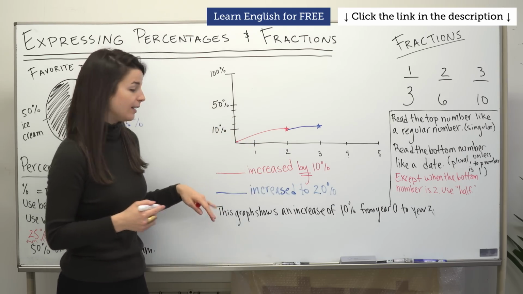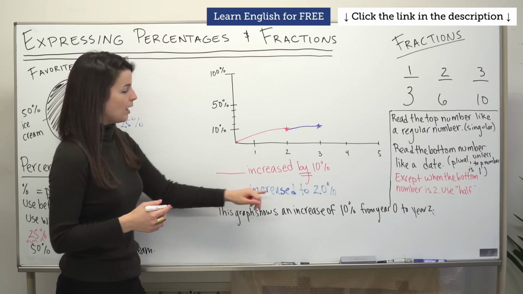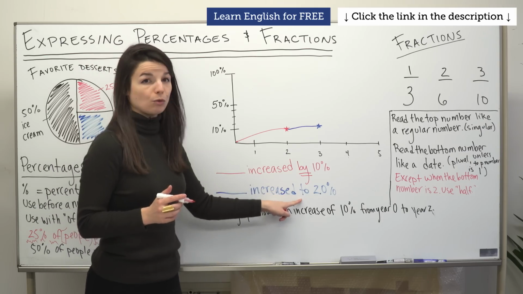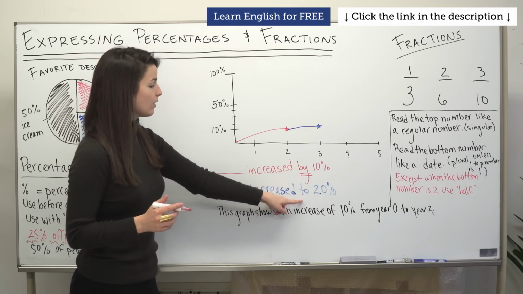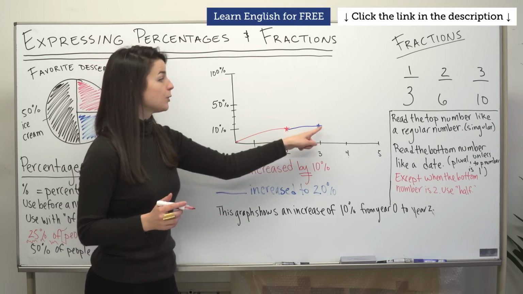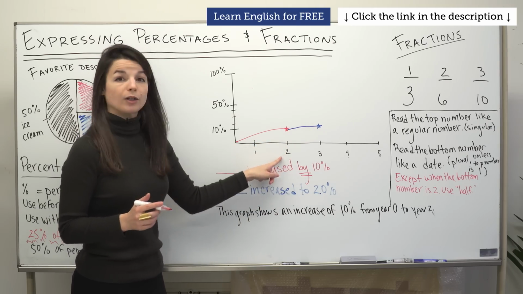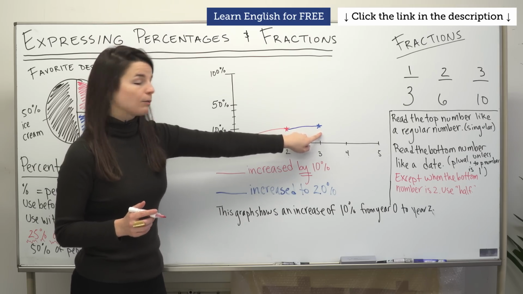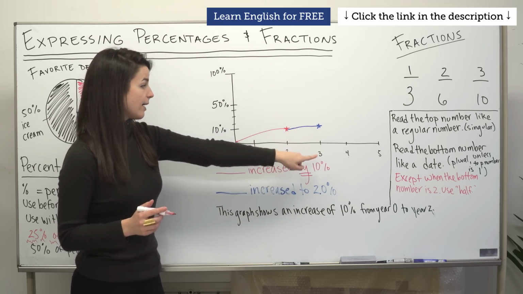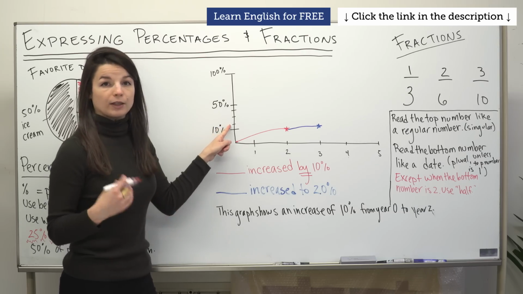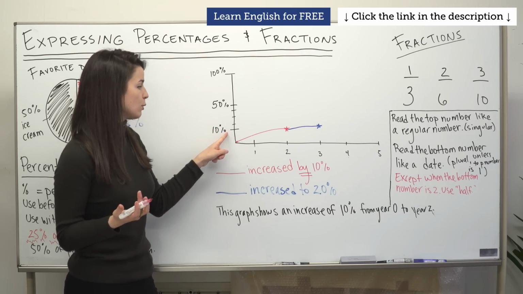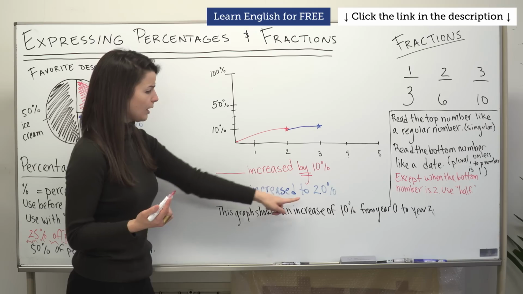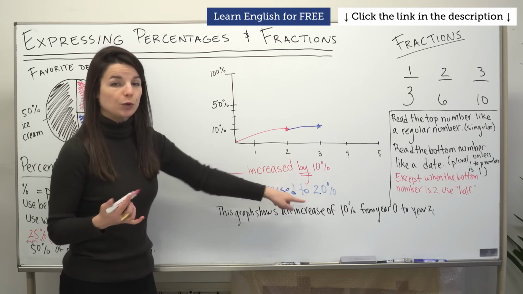Let's compare this then to the blue line here. So the only difference here, I've used the preposition to, increased to 20%. So this is a sentence that matches this blue line here. So I've tried to show from year 2 to year 3. At this point, at year 3, in this case, at point 3 on this axis, the data is now at the 20% point. So I moved it from 10% at 2 to 20% at 3. And here I've used increased to 20%.